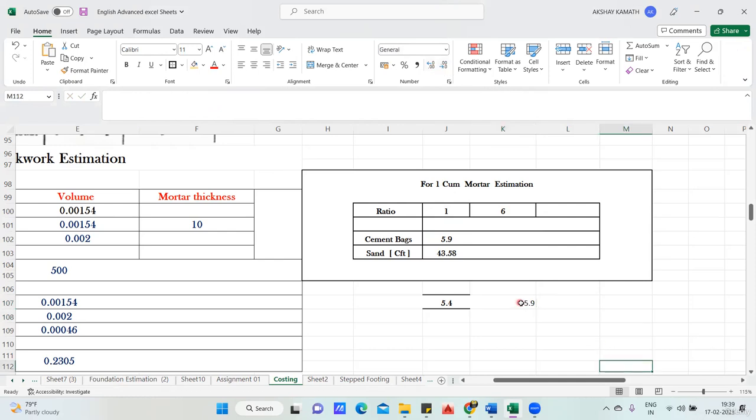Yeah, 5.9. Got it, no? Simple. Now come to the sand part. How you are going to do the sand? Again, same thing for sand.